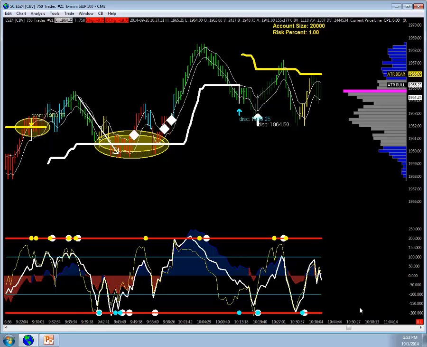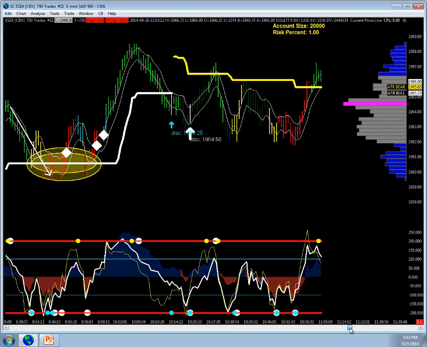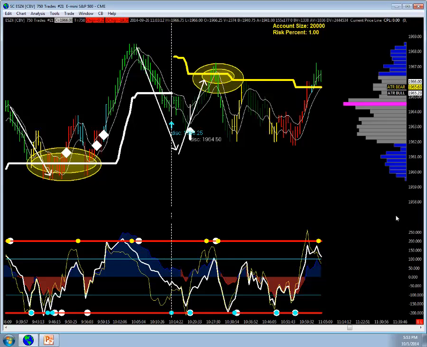And then here again, this is still a little bit of sideways action. Here is another shift during a sideways rotation, where price came down and popped back up. Where is your opportunity to take a short trade at or around that line?